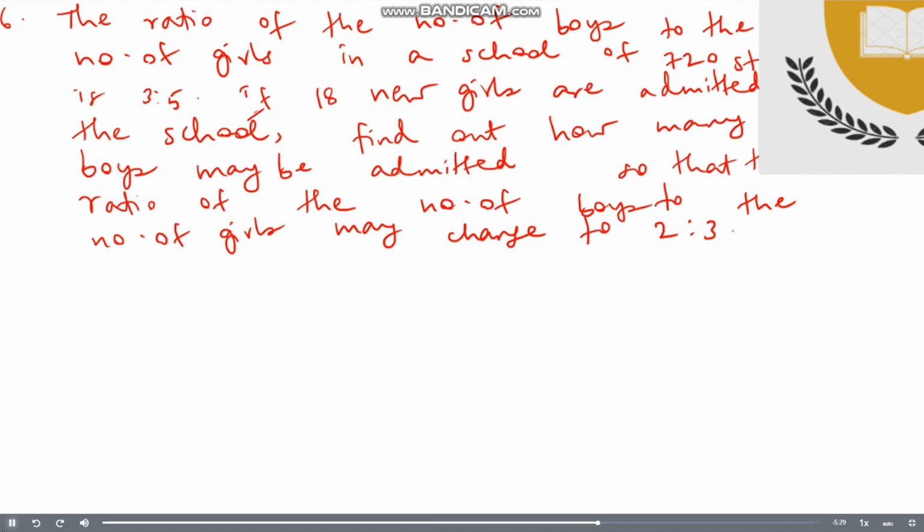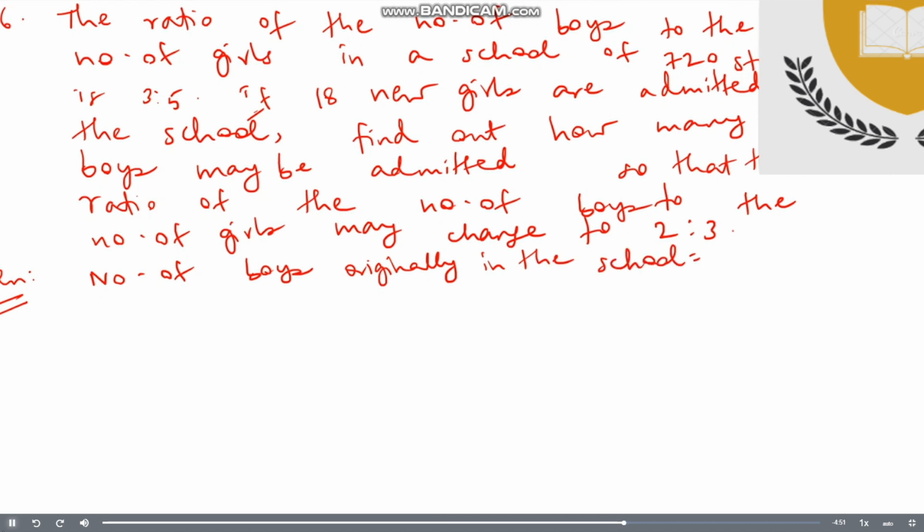The ratio of the number of boys to the number of girls in a school of 720 students is 3:5, the original ratio. If 18 new girls are admitted in the school, find out how many new boys may be admitted so that the ratio of the number of boys to the number of girls may change to 2:3. The first step is the number of boys originally in the school.